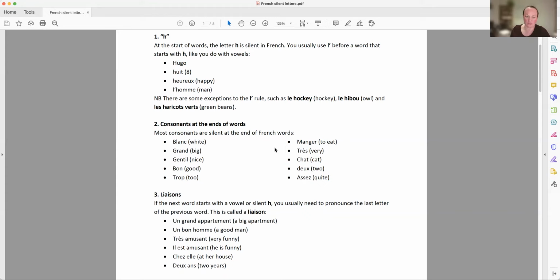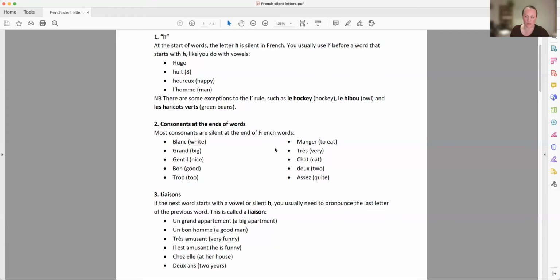Grand, which means big. Gentil, which means nice. Bon, which means good. Trop, which means too much. Manger, which means to eat. Très, meaning very. Chat, which means cat. De, which means of. And assez, which means quite.